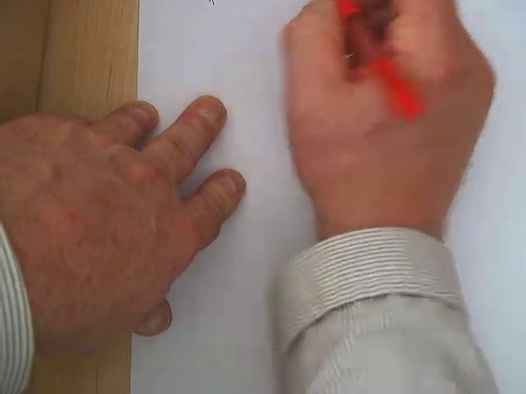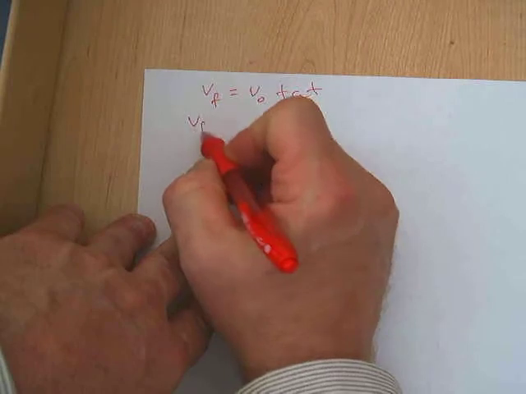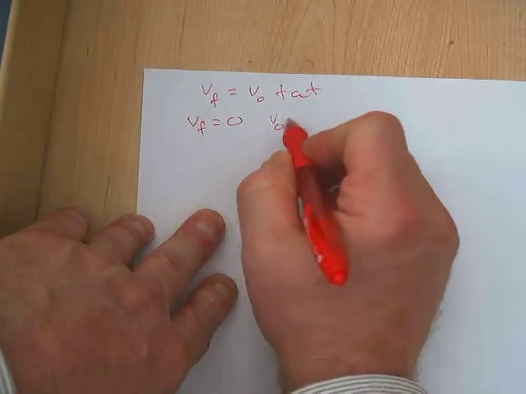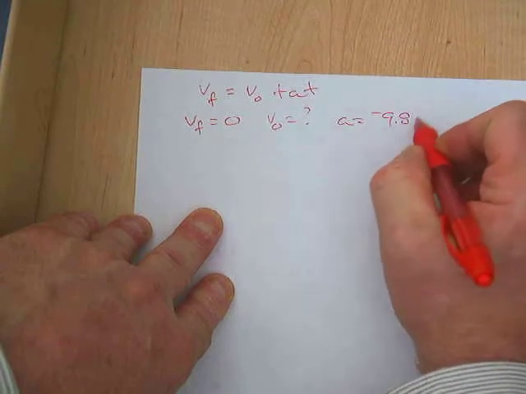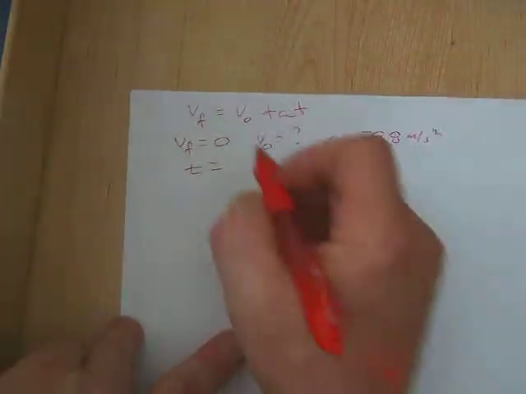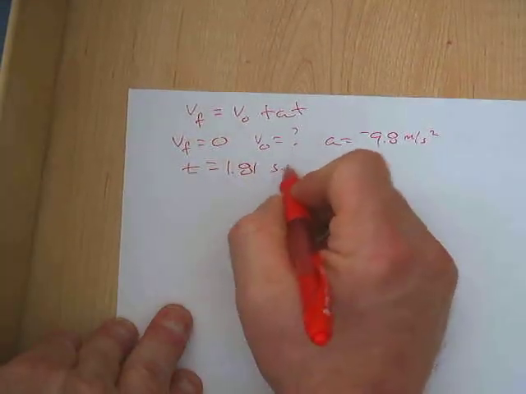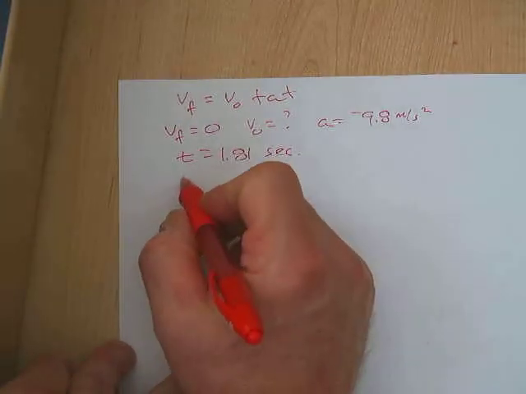So, V sub f equals V naught plus AT. V sub f is 0. V naught is what we're looking for. A is negative 9.8 meters per second squared. And T we just figured out to be what? 1.81 seconds.